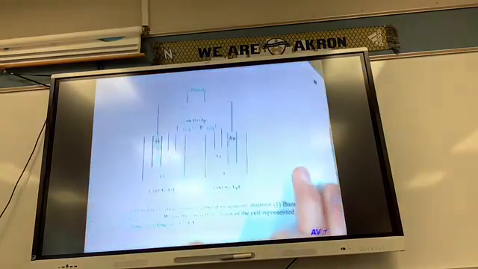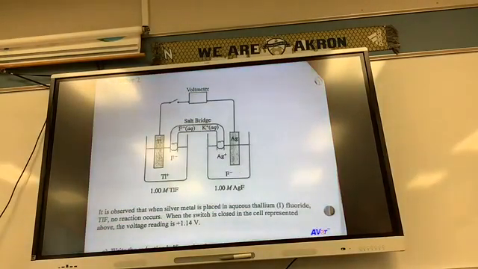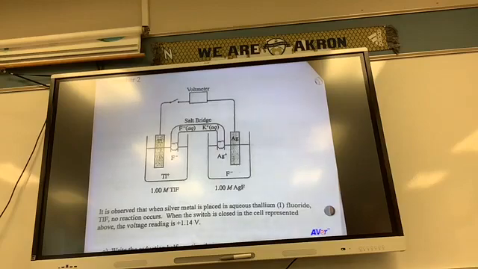Okay, this is second period. I believe we left off here. Does this look right? Yes. It is observed when silver metal is placed in aqueous thallium 1 fluoride, which is TlF, no reaction occurs. When the switch is closed in the cell, represented above, the voltage reading is plus 0.114 volts. Then it says write the reduction half reaction that occurs in the cell, the overall reaction that occurs in the cell, identify the anode, calculate the value, all that good stuff.